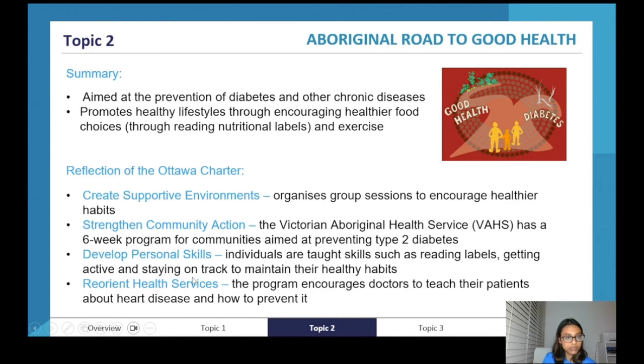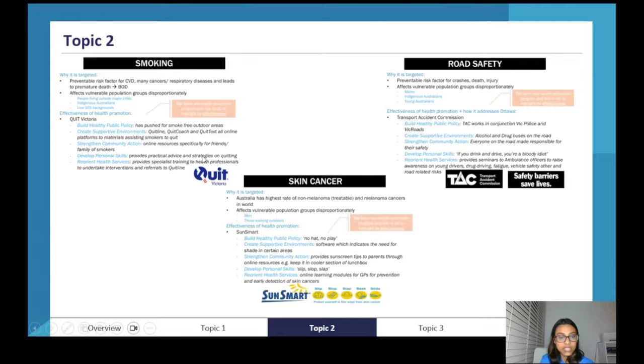So we've got one more compared to here. So this is a good one to do as well. And then the aim here is prevention of diabetes and other chronic diseases, so lifestyle ones, healthy lifestyles, so non-communicable diseases. I've also got some examples and health promotion stuff, and some links to the action areas for each.